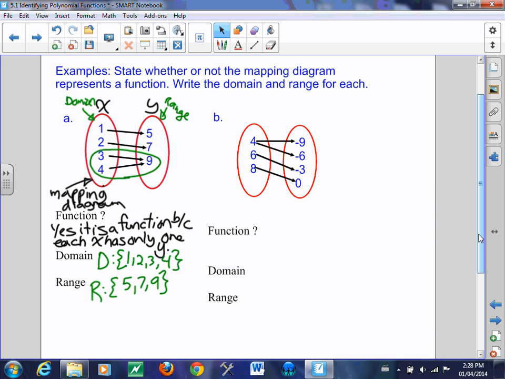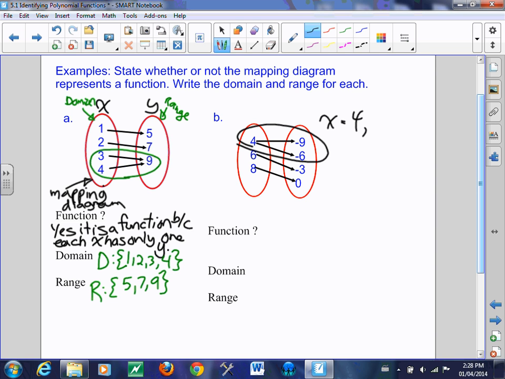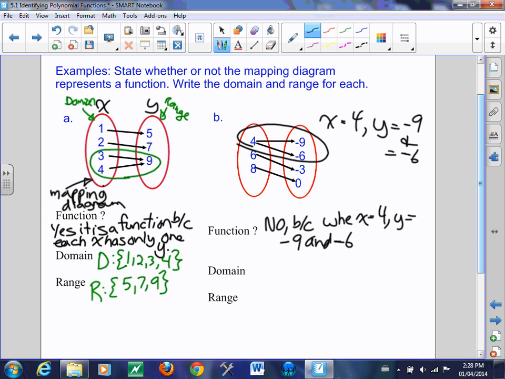All right, taking a look at the second one. In this case, does each X have its own Y? I'm going to look right here, ladies and gentlemen. This X, when X equals 4, we have Y equaling -9 and -6. That should give us a key indication that no, this is not a function. So no, because when X equals 4, Y equals -9 and -6, or you could say because each X does not have only one Y. Either answer is fine with me. This one just gives you more specific details.